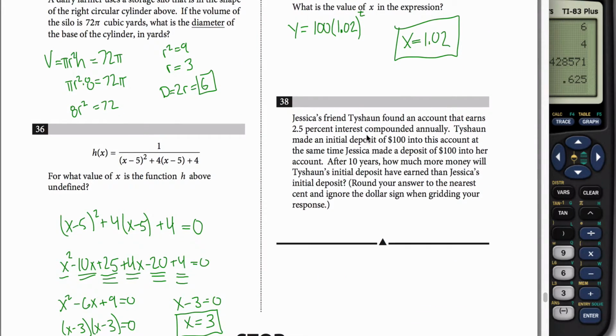What about 38? 38 says Jessica's friend Tyshawn found an account that earns 2.5% interest compounded annually. So Tyshawn guessed 100 times 1.025 to the T power, whereas Jessica only guessed 100 times 1.02 to the T power. Tyshawn did an initial deposit of $100. That's why this is 100 right here, into this account at the same time that Jessica deposited 100, which is why this is 100. After 10 years, how much more money will Tyshawn have than Jessica will have? And then it says round your answer, ignore the $ sign when you put your answer in.